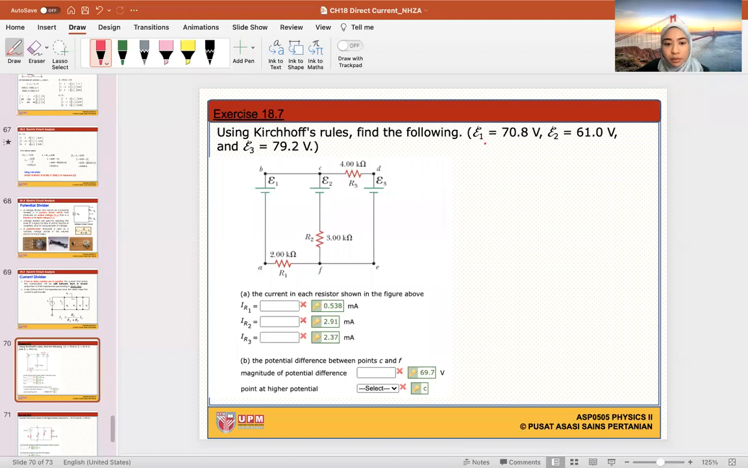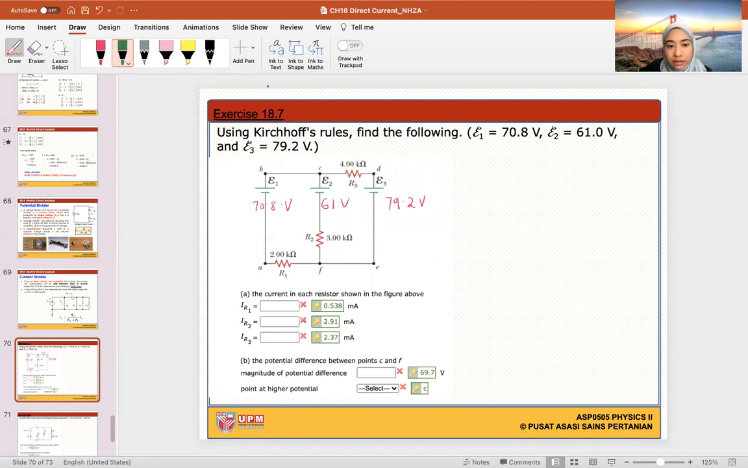So epsilon 1 or battery number 1 is 70.8. So this guy is 70.8 volts. And battery number 2 is 61, right? And battery number 3 is 79.2 volt. Okay, so that's your battery.